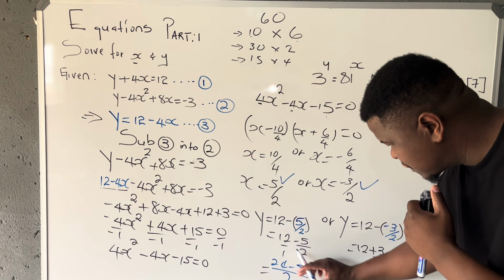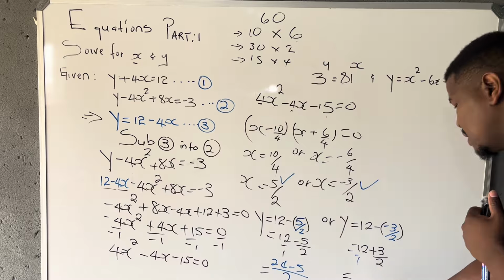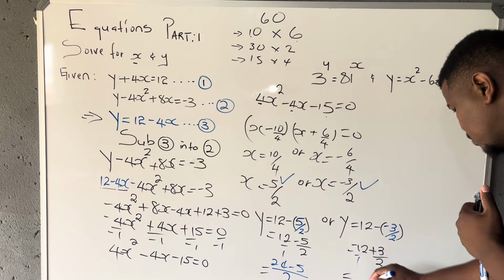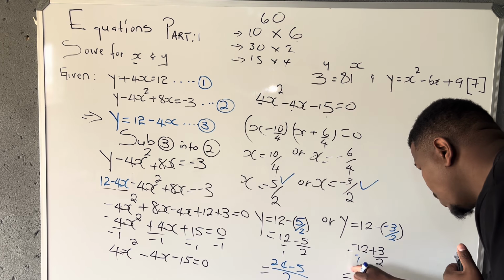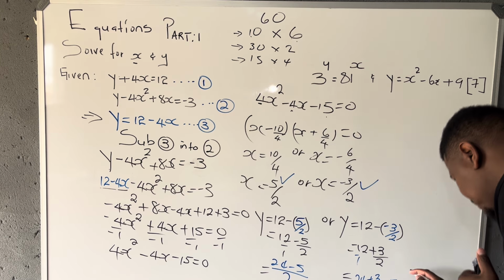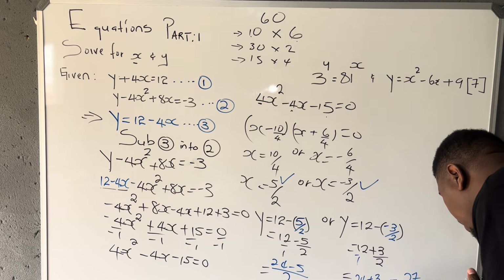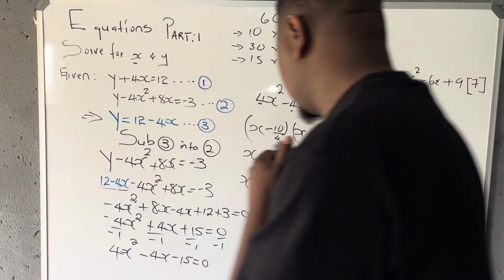Now, same applies to this one. I'm going to say 2 here. So say 1 times 2 is my LCD. And then 2 times 12, that's 24 again. And then 1 times 3, that is a 3. Then it gives us 27 over 2. Excuse me. Yeah, that's it.